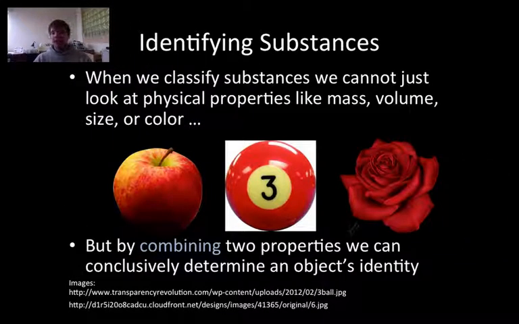Really, when we look at lots of physical properties, they're not going to help me identify what a substance is, if I'm looking at mass or volume or size or color. Just because something's red doesn't mean it's the same material. Just because it's the same size doesn't mean it's the same material. So I have an apple, I have a pool ball, I have a rose. They're all red. They're not the same. They're all about the same size. They're not the same materials. They're all very different. So in order for me to conclusively figure out what a substance is, what I can do is combine a couple of these properties together to figure out the identity of an object.